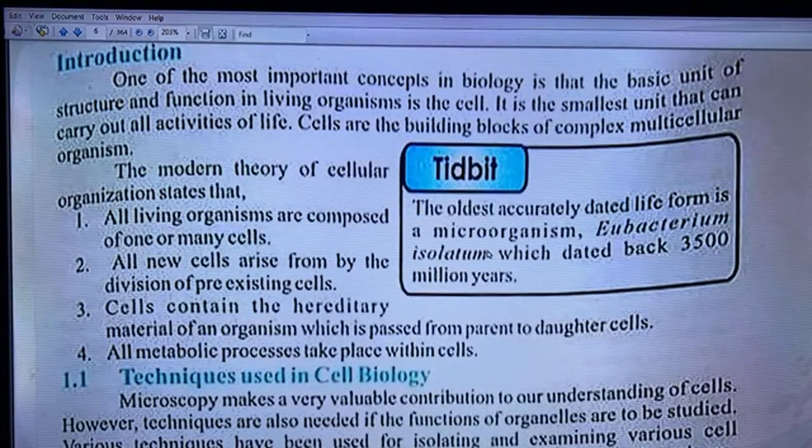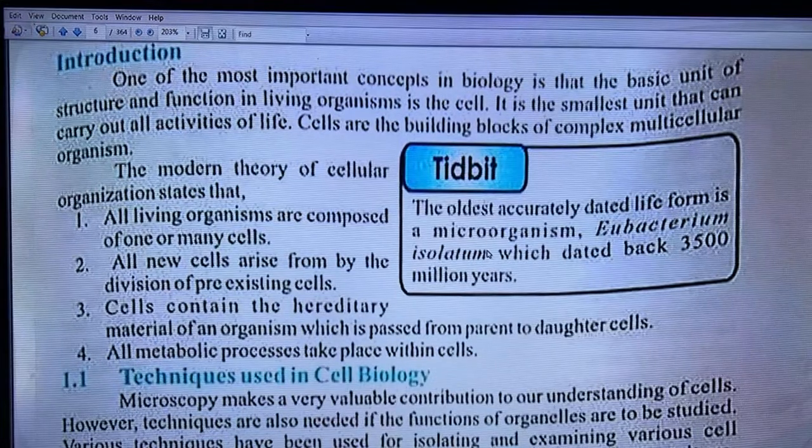One of the most important concepts in biology is that the basic unit of structure and function in living organisms is the cell. It is the smallest unit that can carry out all activities of life. Cells are the building blocks of complex multicellular organisms. The modern theory of cellular organization states that: 1. All living organisms are composed of one or many cells.